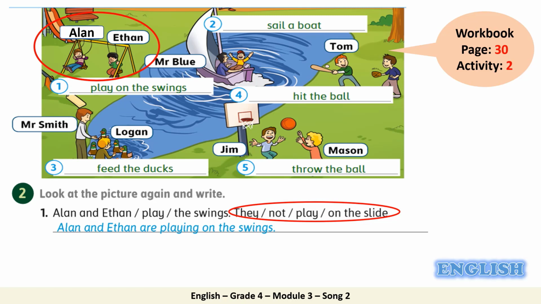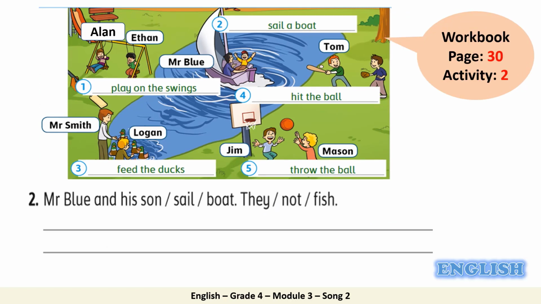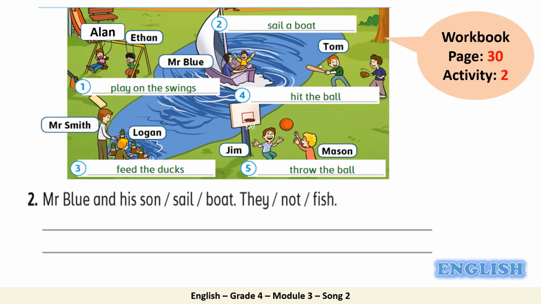Great job! As for the second part of the prompt, they not play on the slide. Here, we are going to form the sentence in the negative form. What do you think? Excellent! They aren't playing on the slide. Great job, boys and girls! Now, I want you to pause the video to answer number 2 by yourself. And once you are done, check your answers. Welcome back! Let's check your answers.